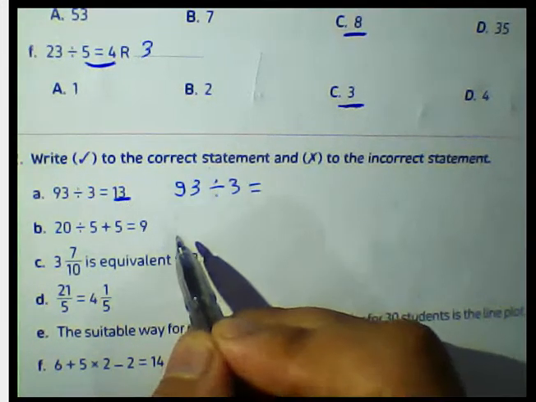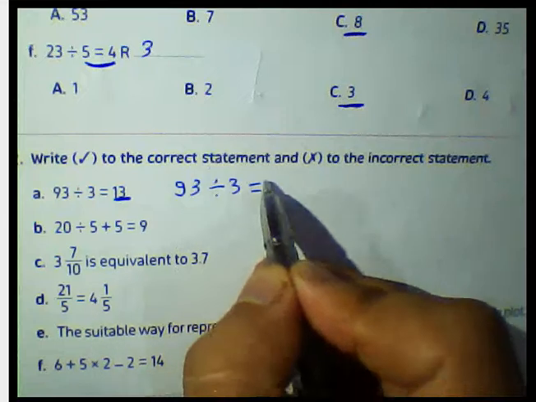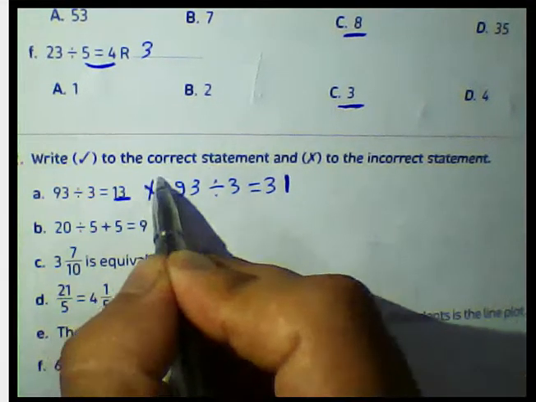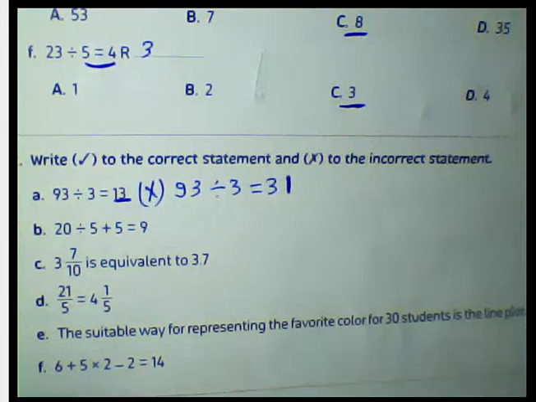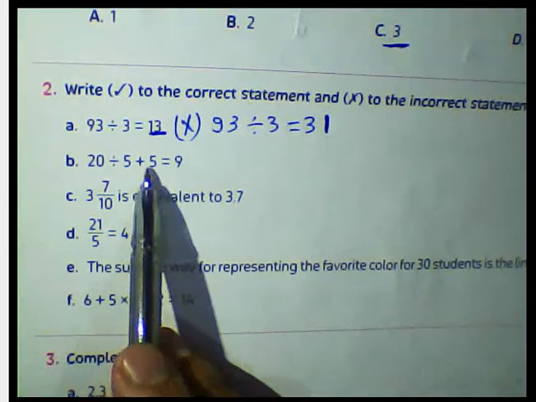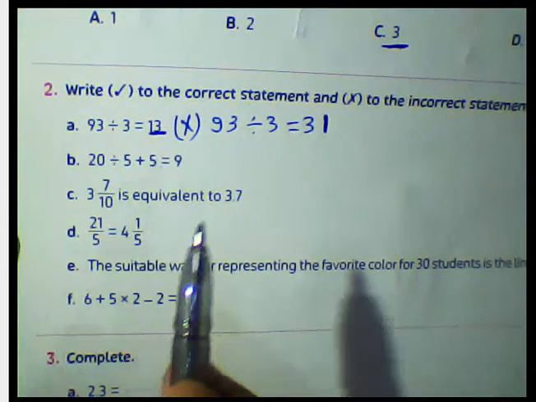We must divide from the left-hand side. 9 divided by 3 equals 3. 3 divided by 3 equals 1. So the result will be 31. It's false, because the result must be 31. And what about letter B? 20 divided by 5 plus 5 equals 9. True or false? Can you solve it?